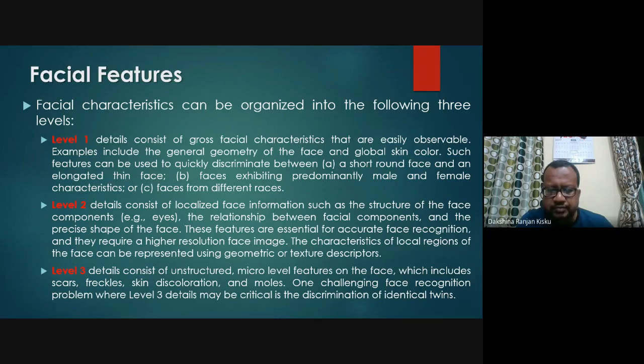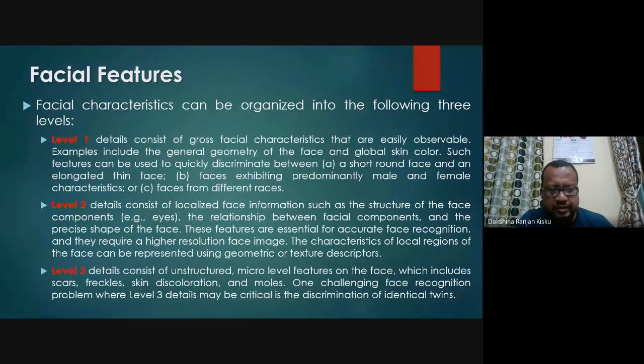Okay, and these features are used to accurately recognize familiar or unfamiliar faces. Now the characteristics of local regions of the face can be represented using geometric or texture descriptors. So the facial characteristics which are available in a local region of a face image can be represented using geometric or texture descriptors. Here texture means the skin texture on the face image.